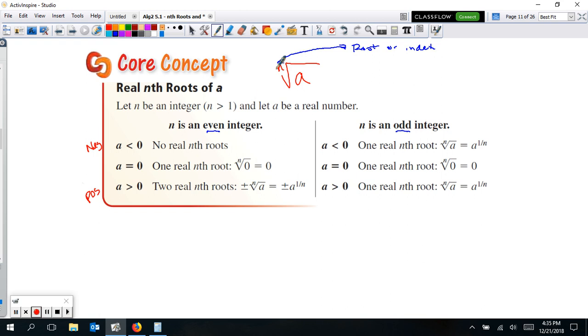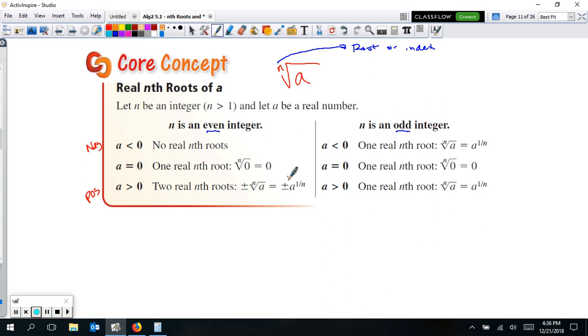If we have a 2 here, a 4 here, a 6 here, it goes for all of those. When A is greater than 0, which means it's a positive number, it has two real nth roots, and so we put a plus or minus in front of it.